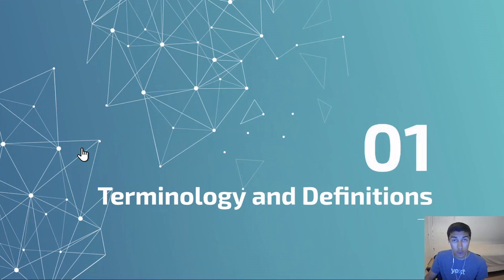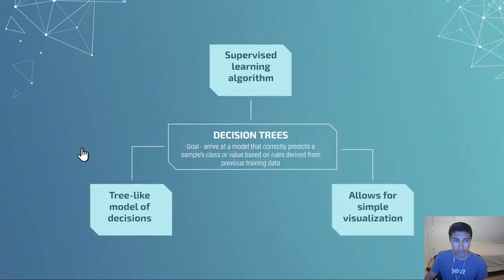As mentioned earlier, we are first going to be starting with the terminology and definitions that are associated with decision trees. A decision tree is simply a tree-like model of decisions. It's also a supervised learning algorithm that can solve both classification and regression problems. The overall goal of a decision tree is to create a model that predicts a sample's class or value based on rules derived from previous training data.